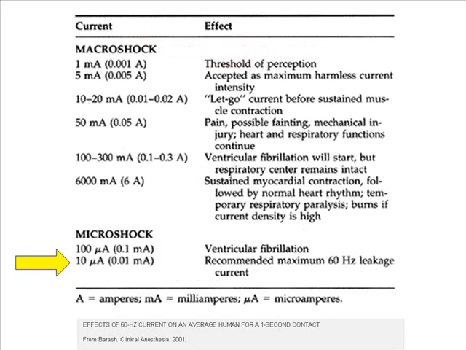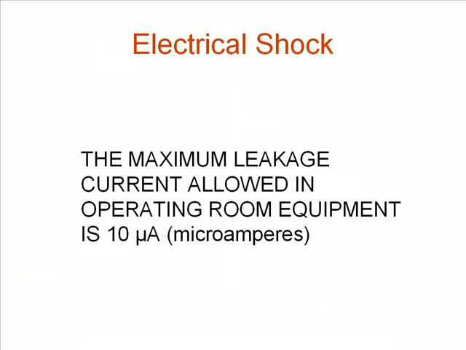So I would emphasize this particular 100 microamp microshock causing ventricular fibrillation, and 10 microamps as the recommended maximum leakage current, for those people who are preparing for the boards, because this is the kind of thing they love to ask. So again, the maximum leakage current allowed in electrical equipment in the operating room is 10 microamps.